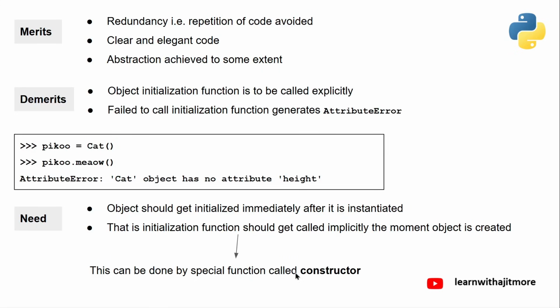And that is possible by one special function called constructor. Constructors are magic methods. Magic methods means methods which you don't have to call explicitly. They get called automatically. So how to add a constructor and all, that too I'll show you in the next session, guys. Okay, I took a little more time.